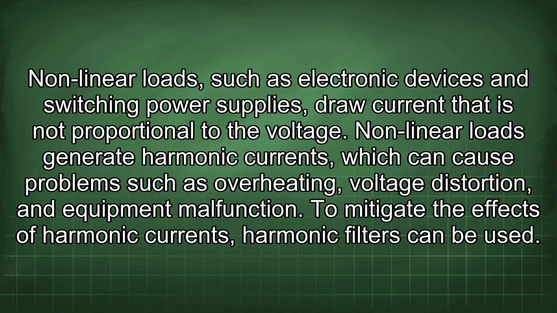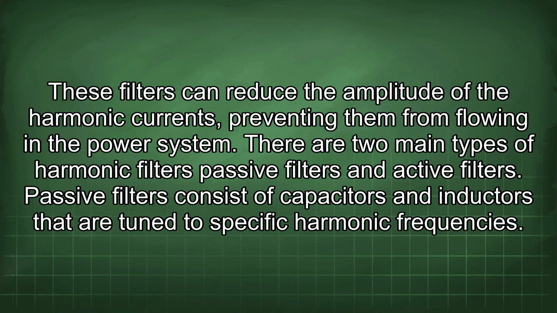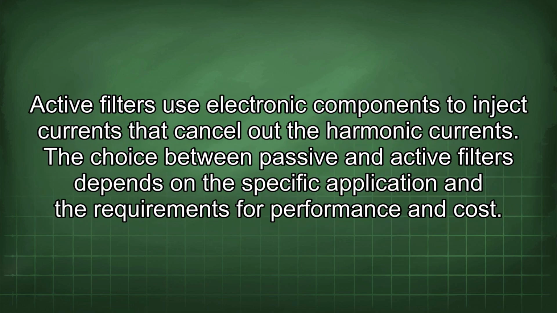To mitigate the effects of harmonic currents, harmonic filters can be used. These filters can reduce the amplitude of the harmonic currents, preventing them from flowing in the power system. There are two main types of harmonic filters: passive filters and active filters. Passive filters consist of capacitors and inductors that are tuned to specific harmonic frequencies. Active filters use electronic components to inject currents that cancel out the harmonic currents. The choice between passive and active filters depends on the specific application and the requirements for performance and cost.